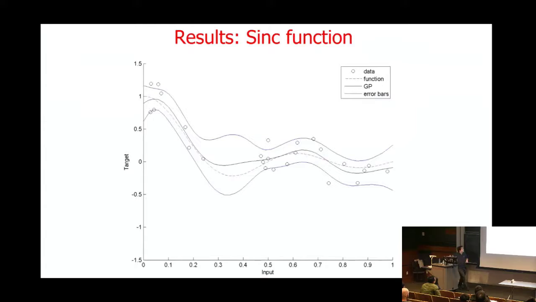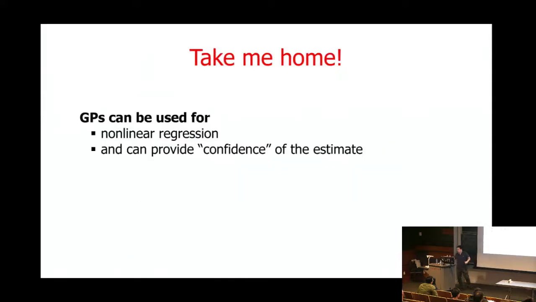All right, and here are some results on this function. The circles are our training data, the dashed line is the true function, and the Gaussian process regression provides you this black curve as the mean function, and this is my uncertainty of the predictions. You can see when I don't have training data, then my uncertainty is pretty big. Okay, that's all we need. So that's the take-home message from Gaussian processes: they can be used for nonlinear regression, and they can provide confidence of the estimate. That's all you need to remember.